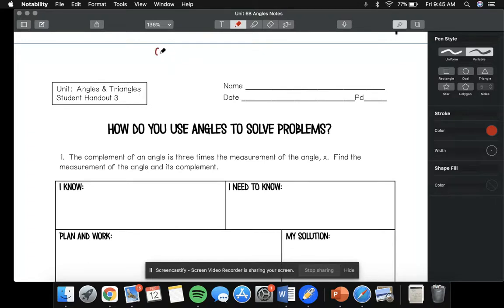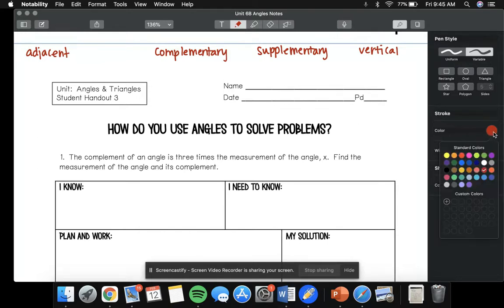So we have complementary angles, we have supplementary angles, and we have vertical angles, and we have adjacent. Okay. So the first thing I always have to ask myself is, what is the relationship? When I look at a problem, what is the relationship? And then I have to ask myself, well, what is the importance?